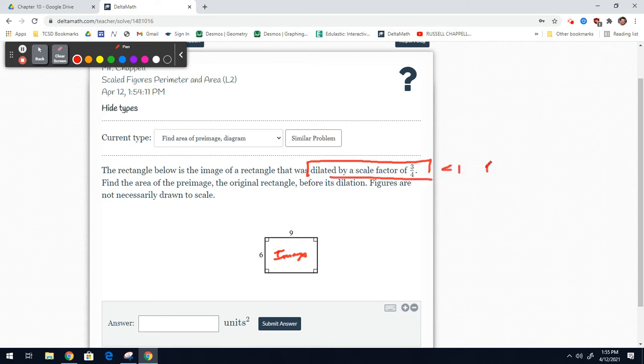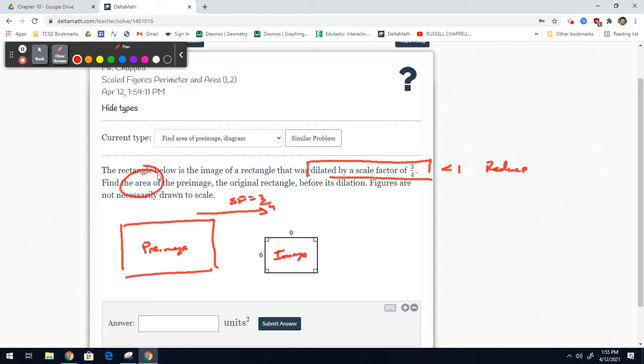3/4 is less than 1. That means this is a reduction. So the image is a reduction of the original figure. So the original figure, the pre-image, should be a little bit bigger. Okay? And the idea is that if we were going to go from the pre-image to the image, the scale factor is 3/4.